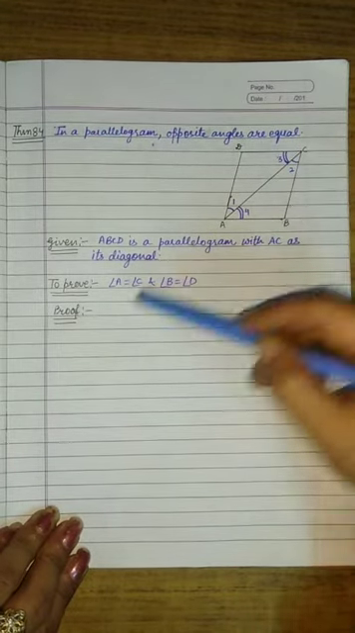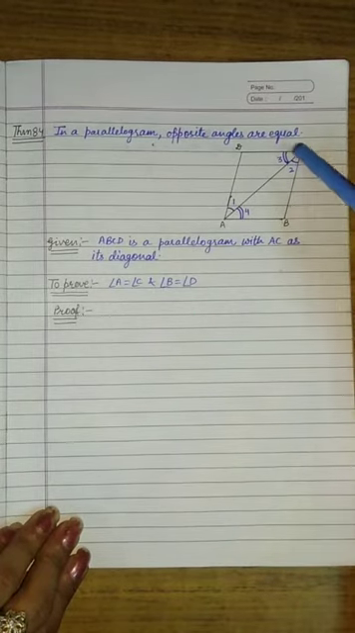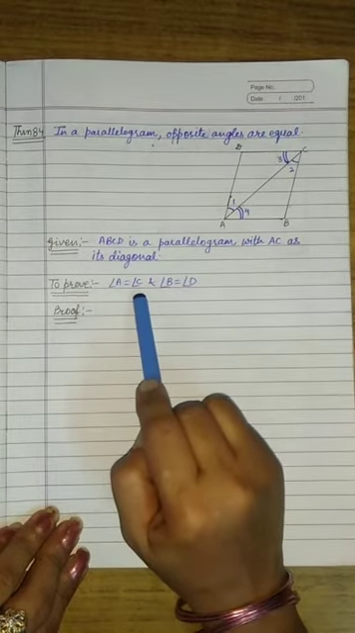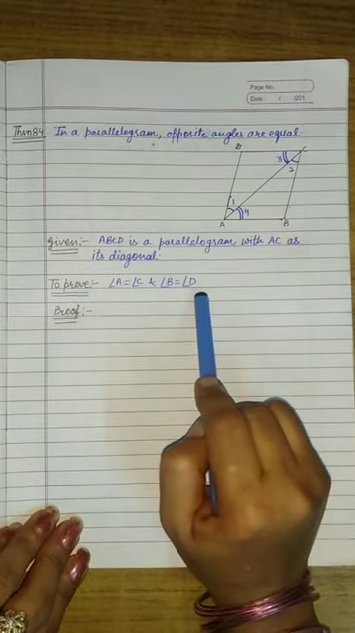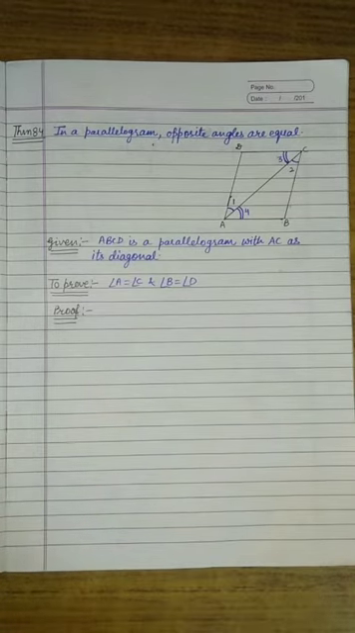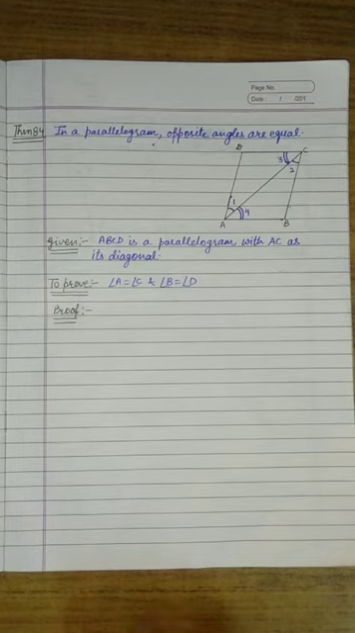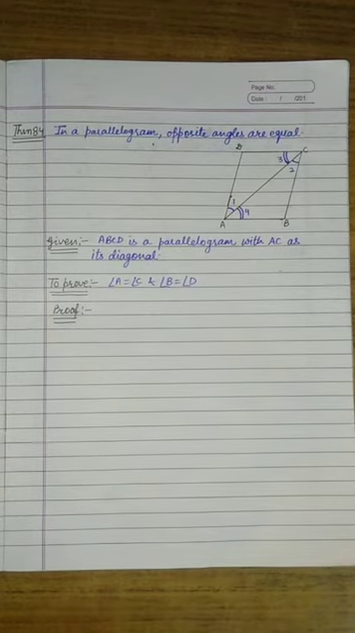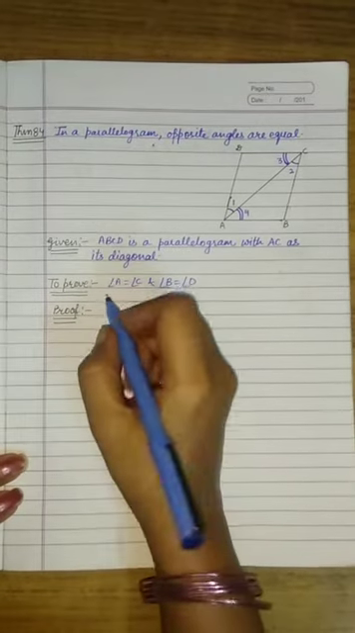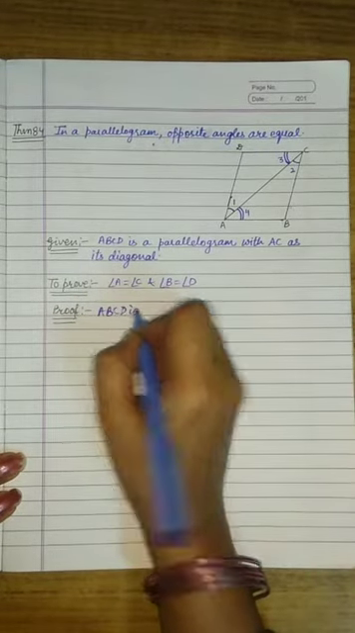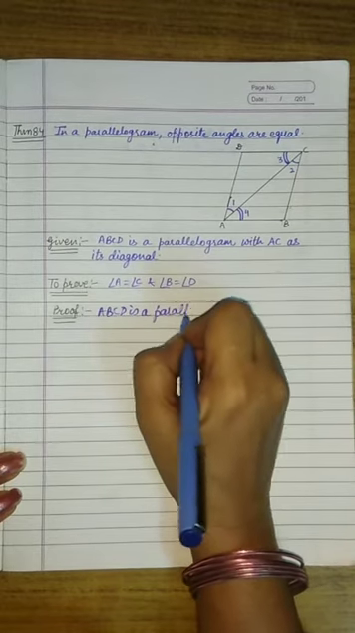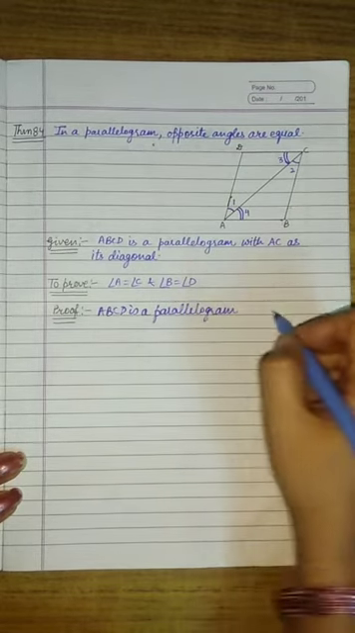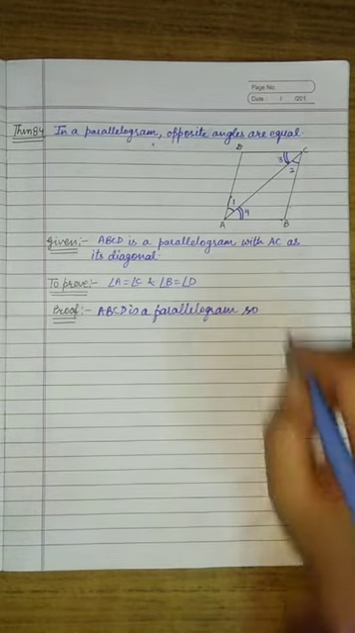So what are the opposite angles? Angle A and angle C. Similarly, angle B and angle D. We have to prove that angle A is equal to angle C and angle B is equal to angle D. Now let's start the proof. We are given that it is a parallelogram. If it is a parallelogram, then its opposite sides are parallel. So we will start our proof from here that ABCD is a parallelogram, so its opposite sides are parallel.